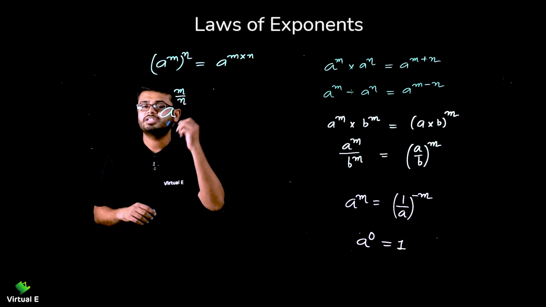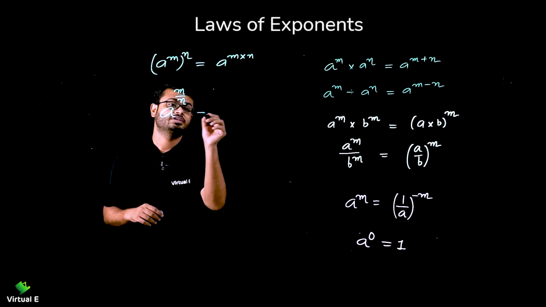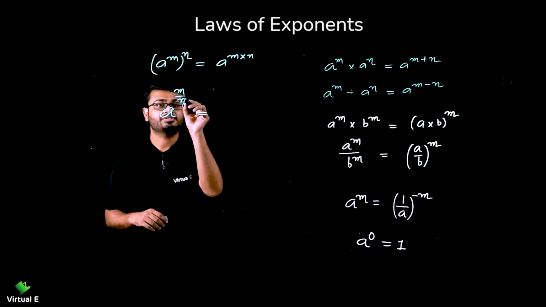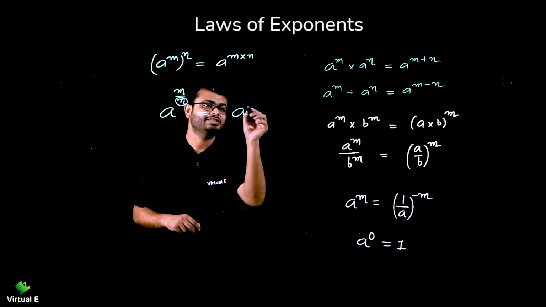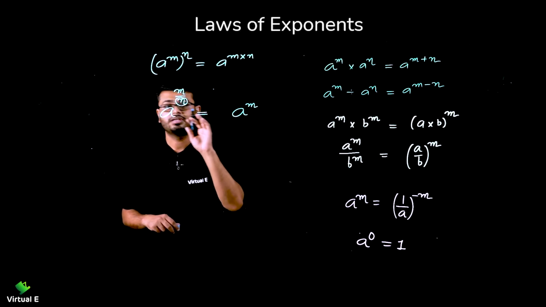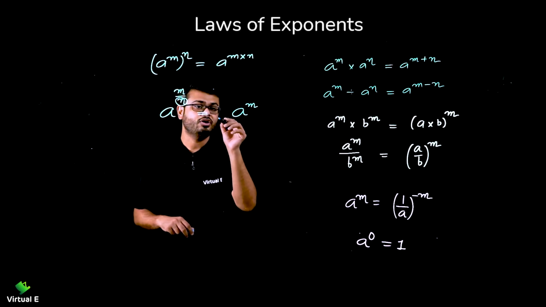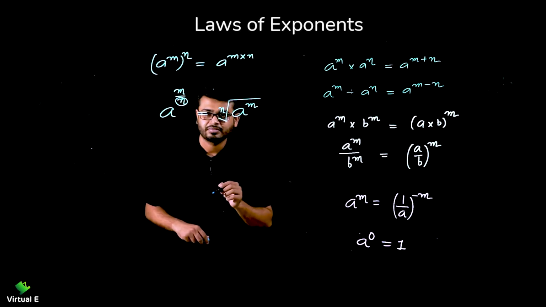Now an interesting fact: let's say a raised to m by n. You have a fraction in the powers. How to deal with that case? Whatever is in the numerator, write it as it is, a raised to m. That's it. Ignore the denominator. And the denominator, you will be writing like this, the root n, right?